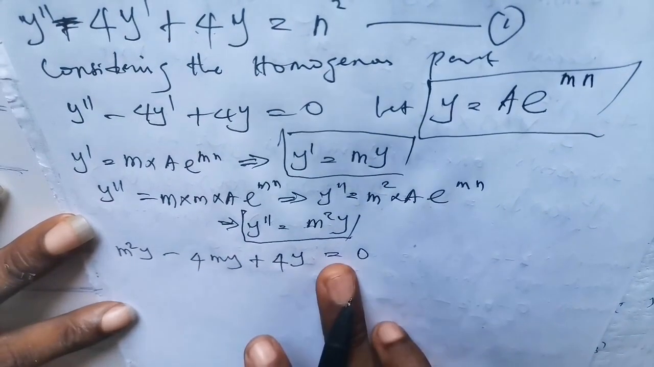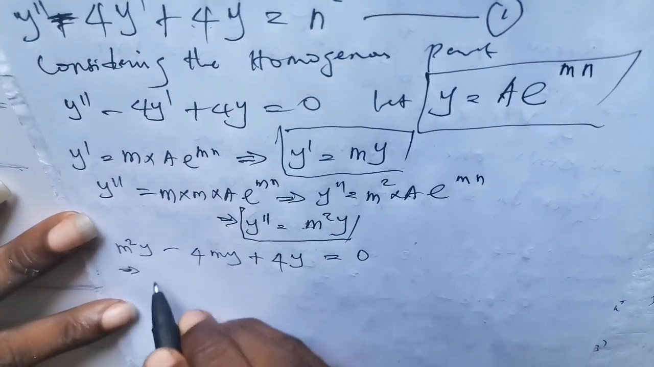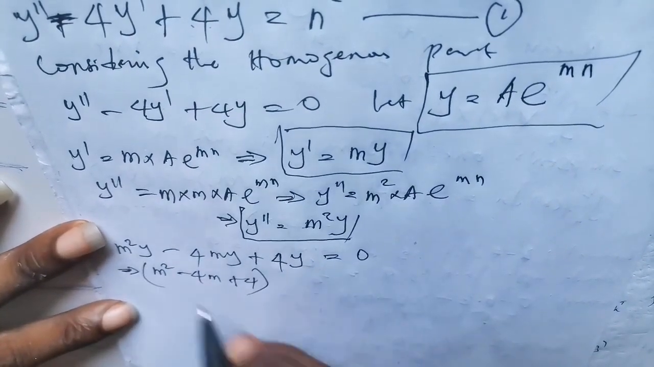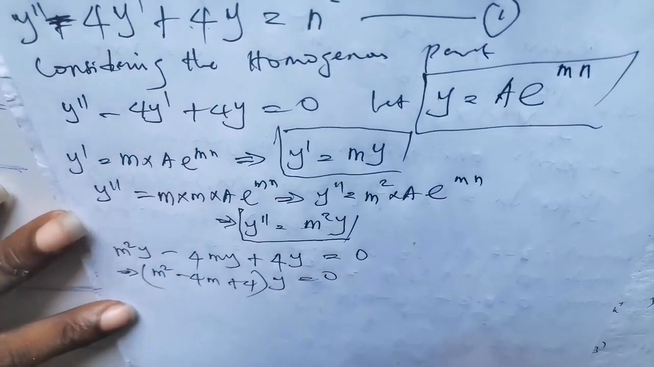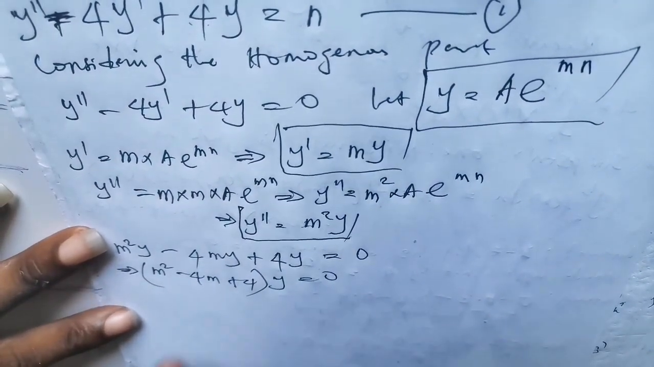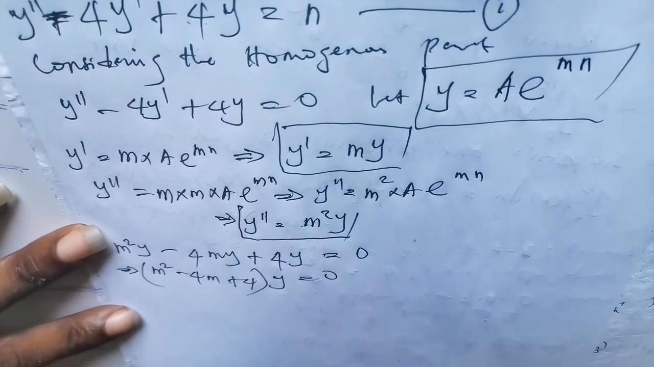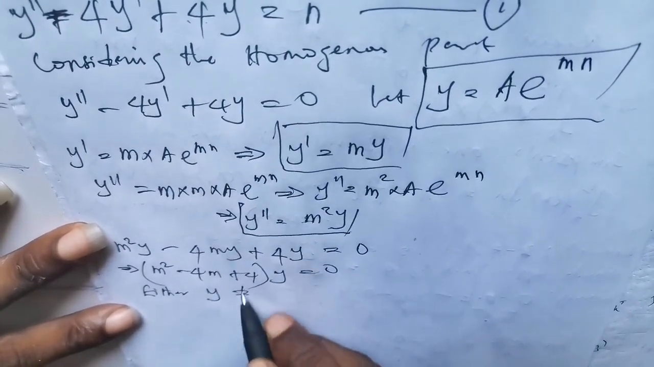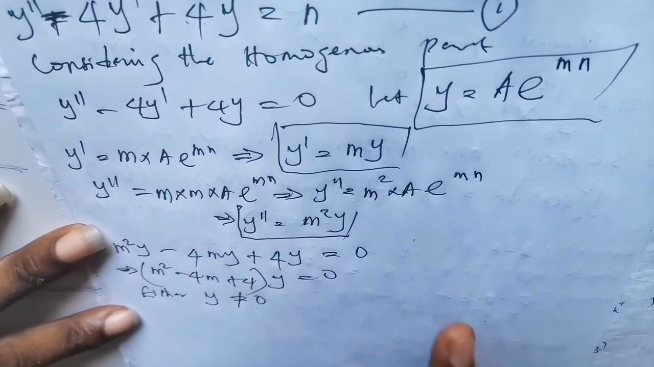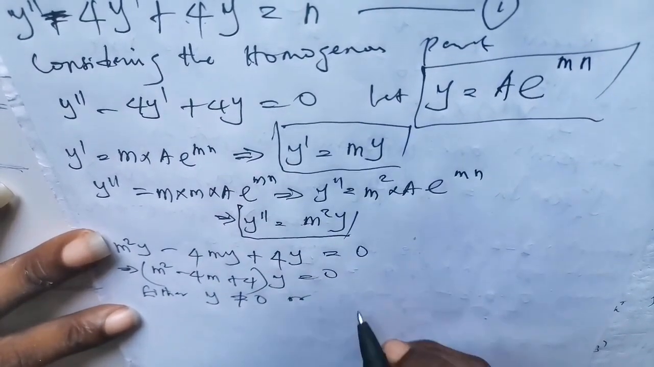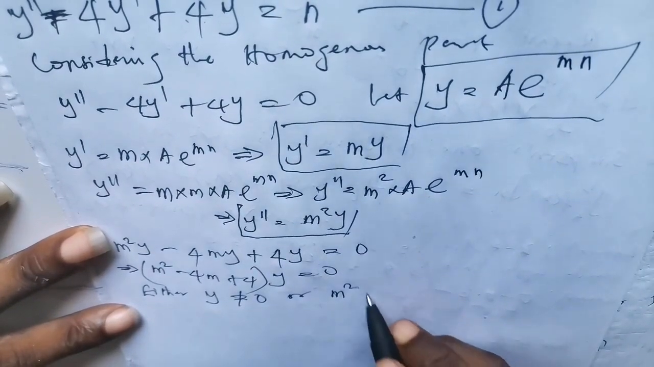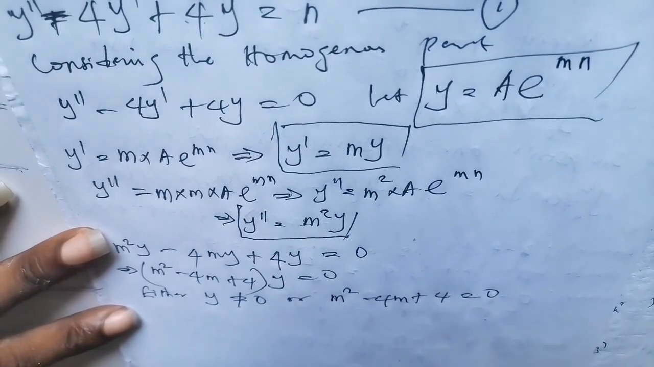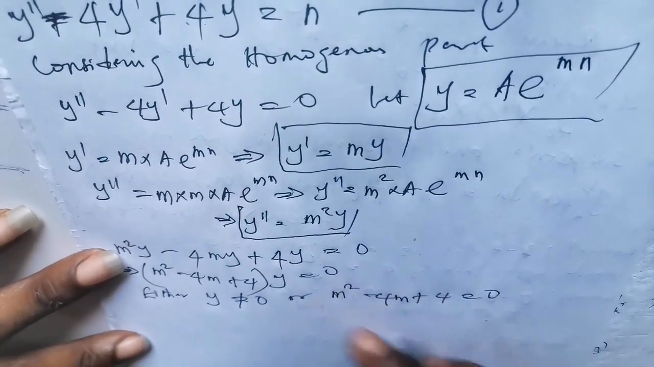So notice now that y is common amongst all. This simply implies that m squared minus 4m plus 4, all multiplied by y, is equal to 0. Now for this equation to be true, it simply implies that either y is not equal to 0. Of course, y cannot be equal to 0, else everything here becomes 0. Or I have m squared minus 4m plus 4 is equal to 0. So we now solve this equation.